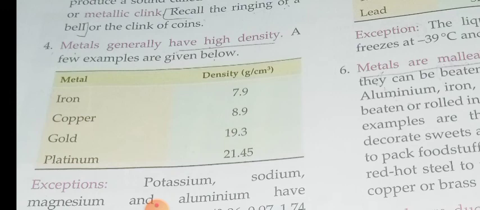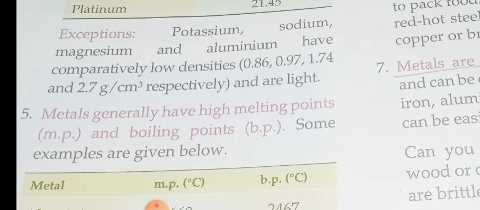There are some exceptions. They are potassium, sodium, magnesium, and aluminium. They have comparatively low densities. Although they are metals, they have lower densities. And metals generally have high melting points and boiling points. Their melting points and boiling points are high.